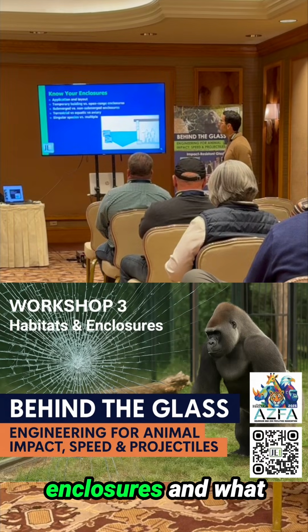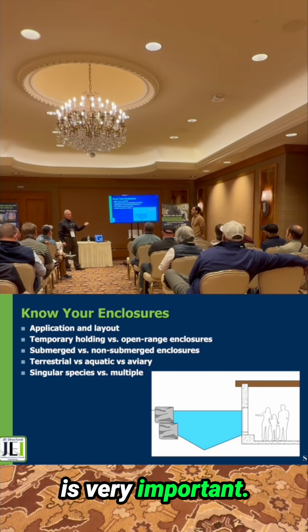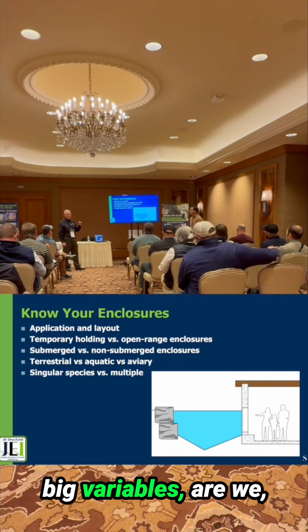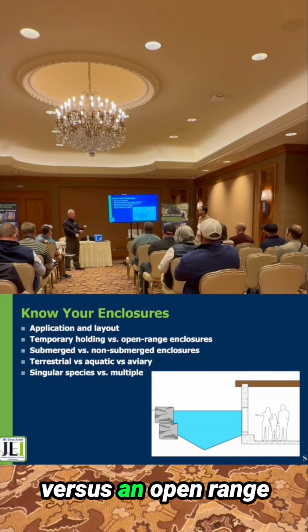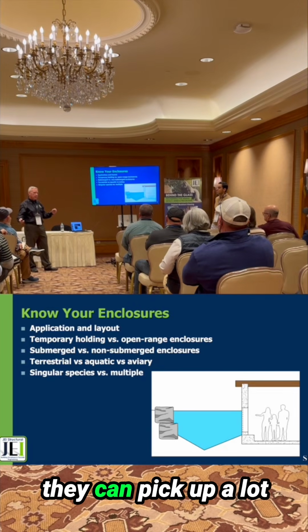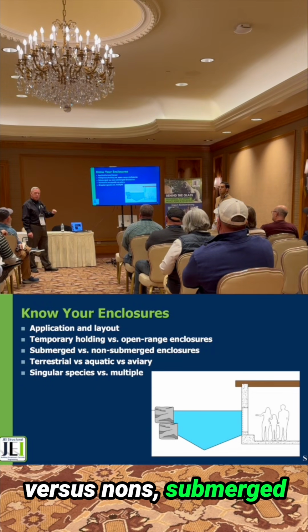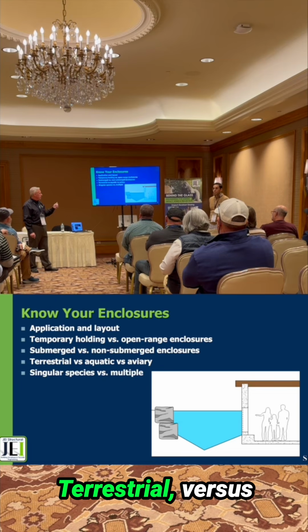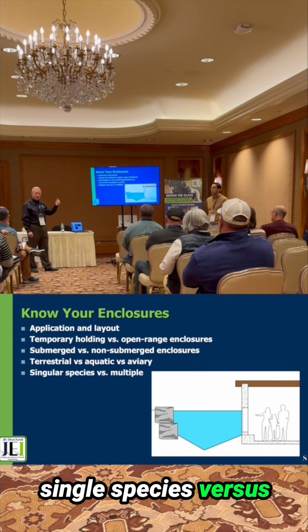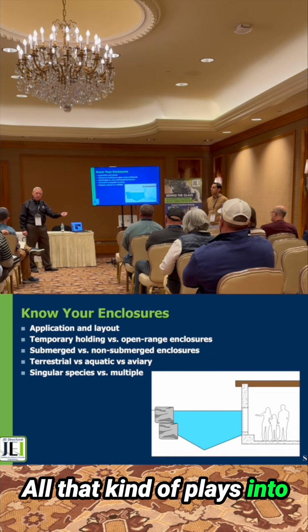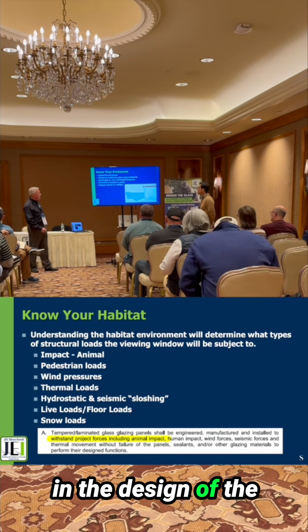So knowing your enclosures and what you're trying to achieve in those enclosures is very important. What are the big variables? Are we doing a temporary holding area versus an open range type of area where they can pick up a lot of speed? Submerged versus non-submerged types of enclosures? Terrestrial versus aquatic versus air? Single species versus multiple species? All that plays into the multiple variables involved in the design.